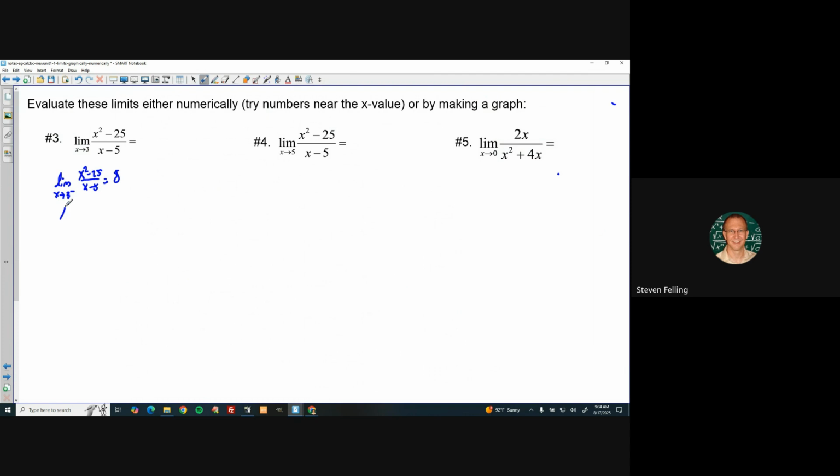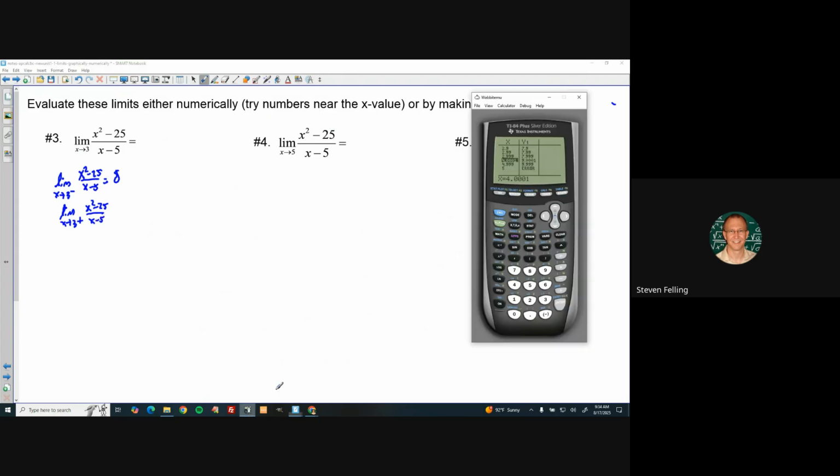And then we will go over here, limit as x approaches 3 from the right, x squared minus 25 over x minus 5, and check with numbers above 3. So we're starting above 3, like maybe 3.1, 3.01, 3.0001. And what is happening here? 8.1, 8.01, 8.0001. Okay, that's also getting close to 8.